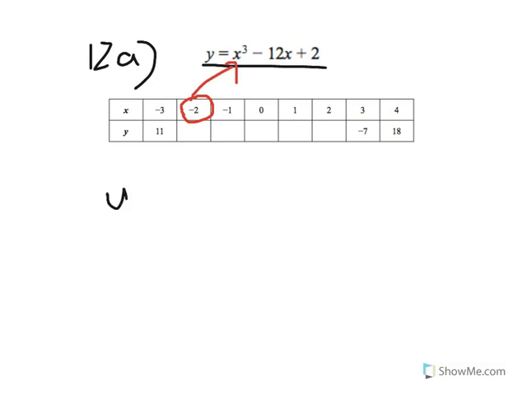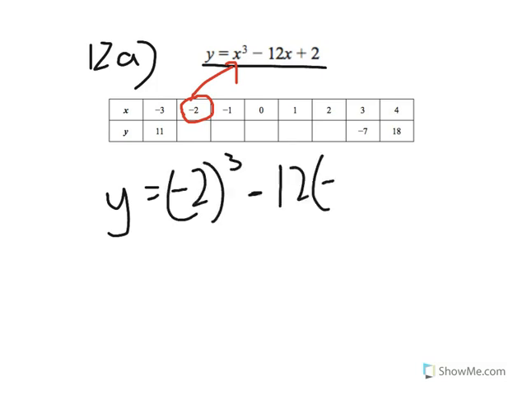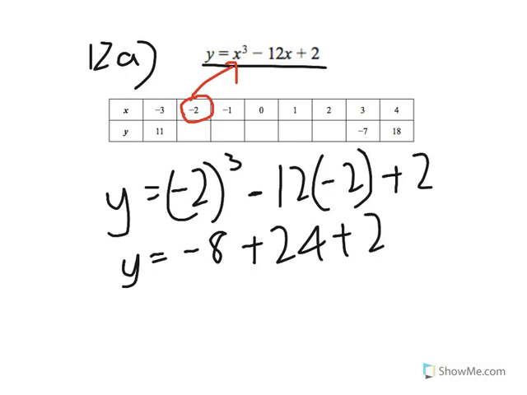So you're going to get y is equal to -2 cubed minus 12 times -2 plus 2. So y is equal to -8 plus 24 plus 2, which is equal to 26 minus 8, which is 18, I think. So for this, the y value is 18.